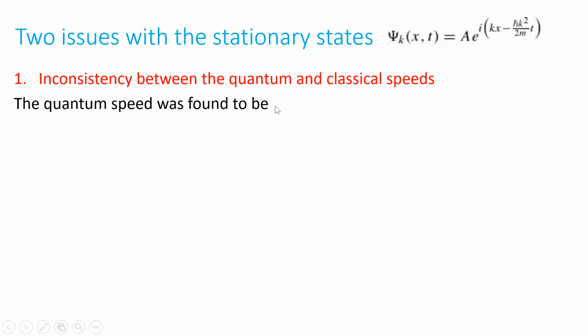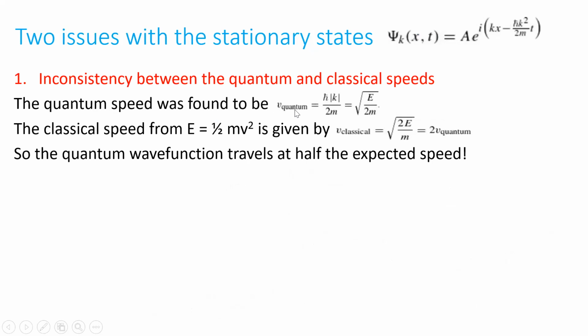So the quantum speed was just found to be v quantum equals square root of E over 2m. We just found that on the previous slide. The classical speed for a particle with kinetic energy E and mass m would come from the classical KE equals 1/2 mv squared. So we would multiply through by 2, divide by m, and take the square root, and we'd get v classical equals the square root of 2E over m.